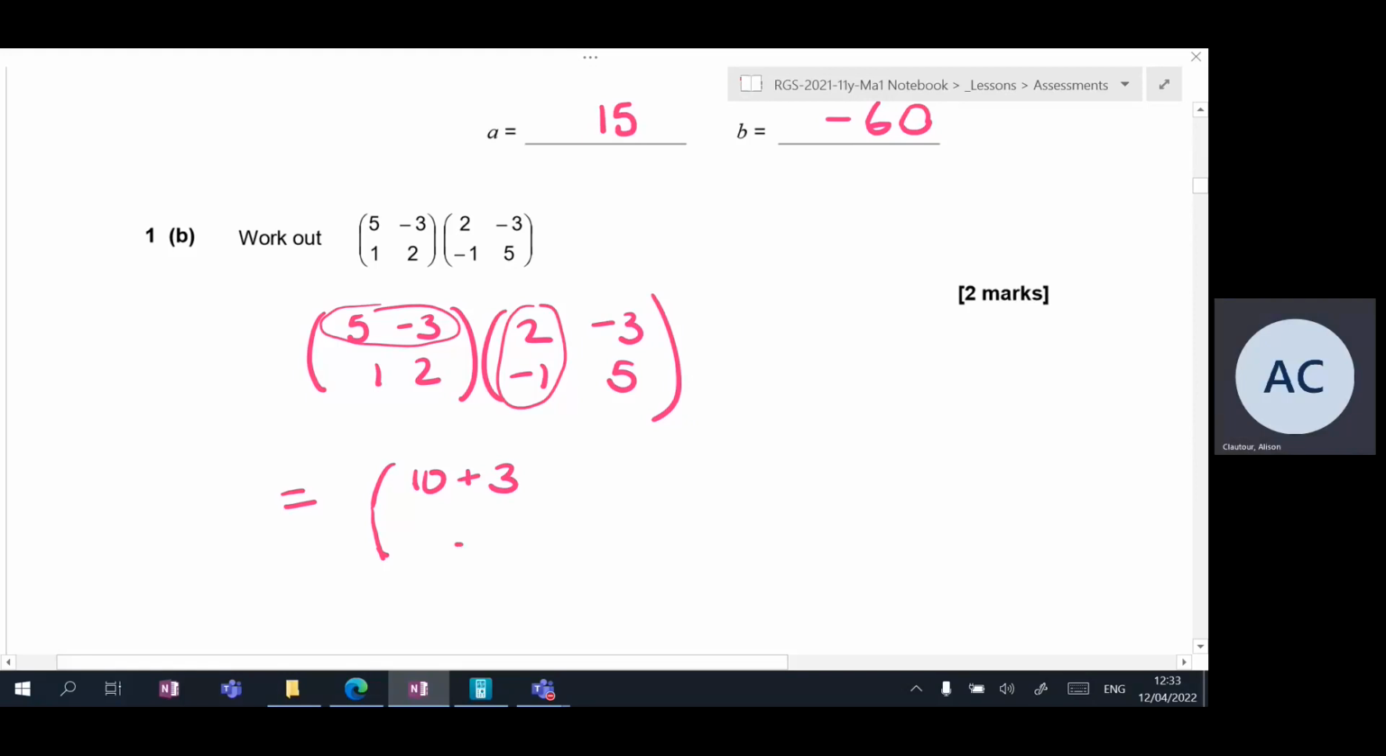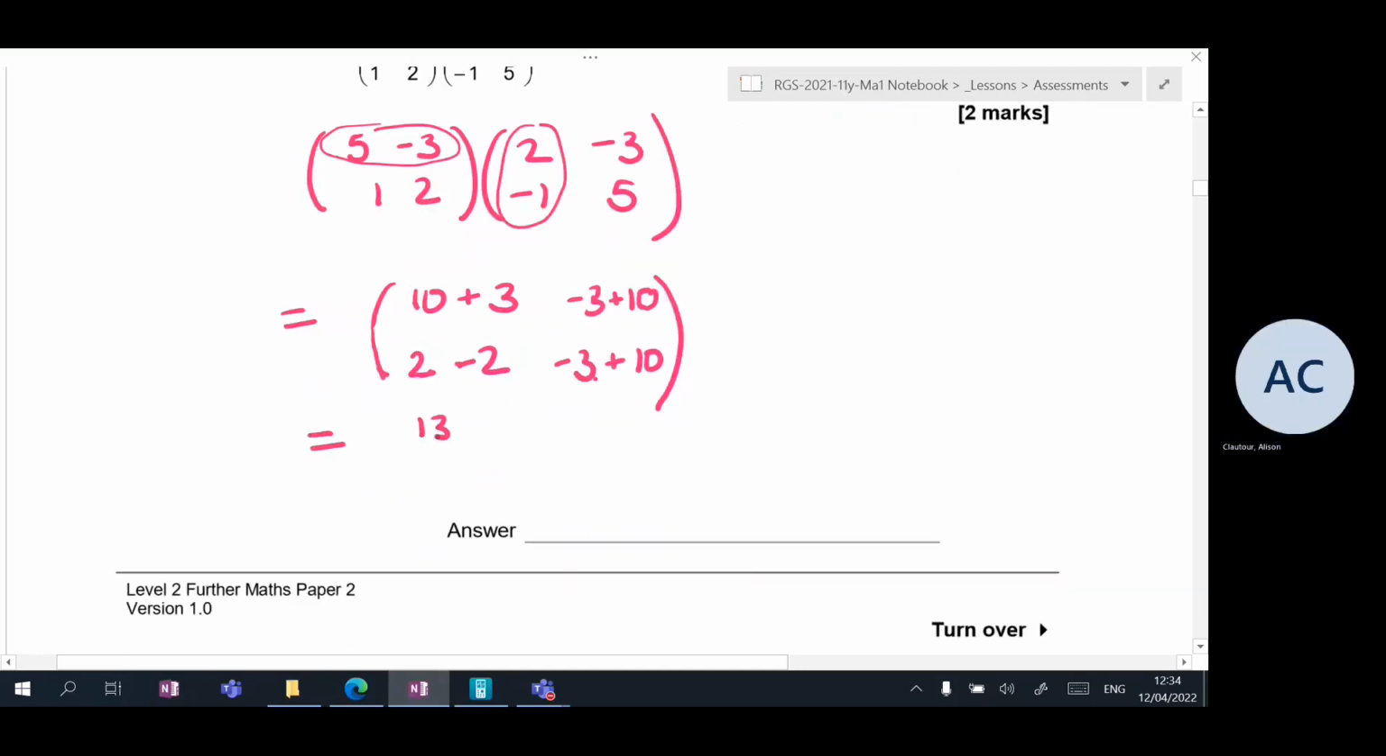For this one here, I'm now on the second row and the first column. So 1 times 2 is 2. And then 2 times minus 1 is minus 2. For this one here, I'm on the first row but the second column. So 1 times minus 3 is minus 3, and then 2 times 5 is 10. Then here on the second row, second column, so 1 times minus 3 is minus 3, and 2 times 5 is 10. So we should get 13, 0, 7, 7.